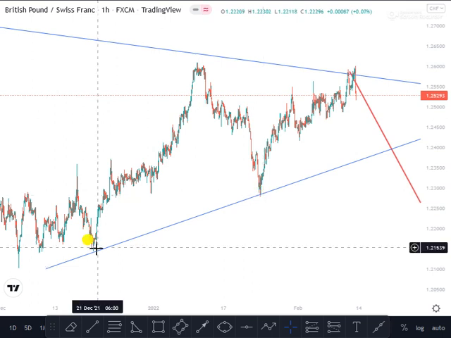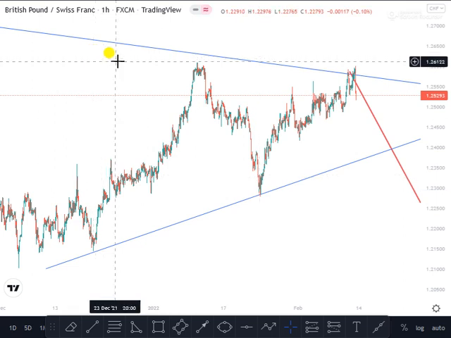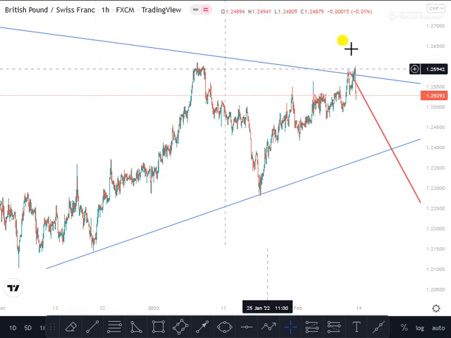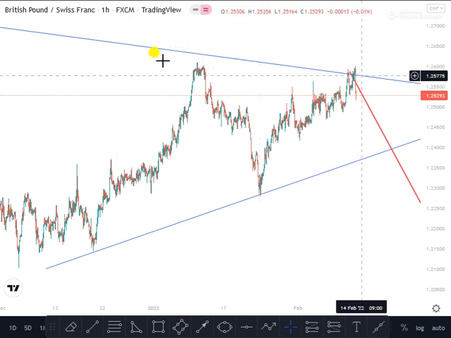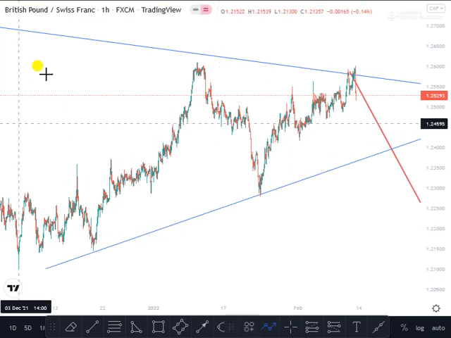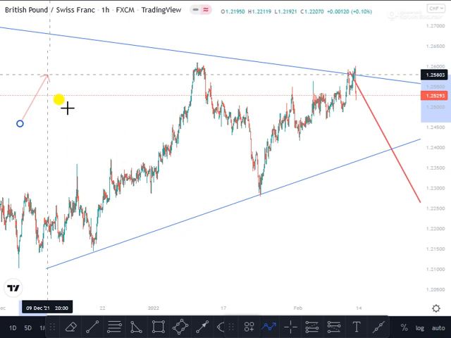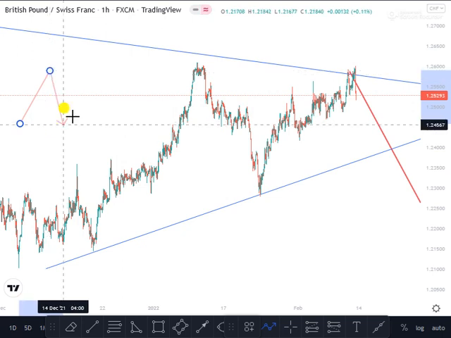So we call it lower high. Remember in your downtrend we call it higher low. In a downtrend we're going to have it in this manner. Sorry, let's have it this way. This is a downtrend.